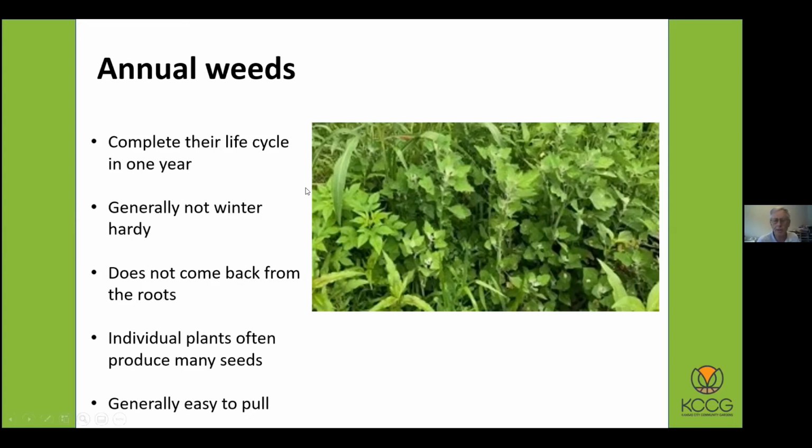Even though this garden here is overgrown with some weeds, I would still probably pull these out. These are lamb's quarters here. They pull pretty easy. This is ragweed. That pulls pretty easy, so not too difficult, really, even though it looks kind of overwhelming.